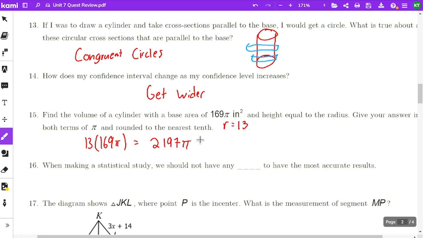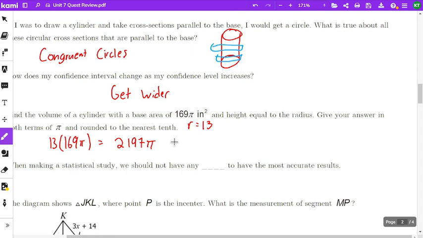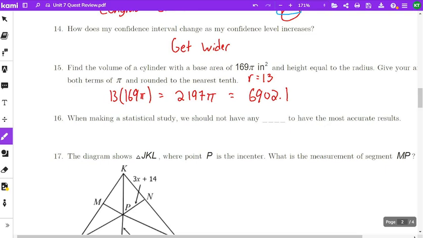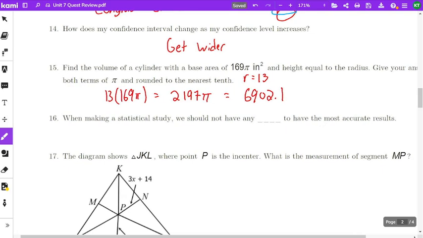If you want to round to the nearest tenth, you multiply that by pi. That will give you about 6902.1 because it's asking for the nearest tenth. And that would be in inches cubed.